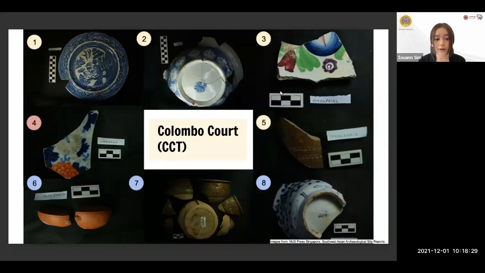Other imported ceramics that we see in our colonial assemblage at CCT also include stoneware and earthenware from Europe, China, and Southeast Asia. Obviously, further testing is needed to determine the actual provenance and chemical composition of the wares. And let us also not forget that during this period, we also see local kilns producing ceramics for the local inhabitants, which is an additional area that we can explore.